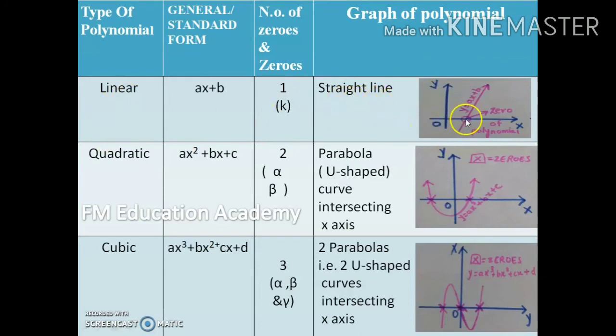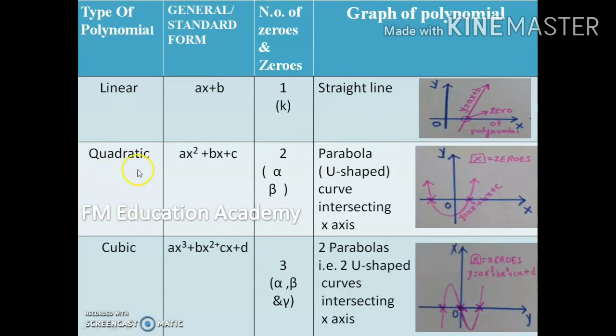How? If this is my x-axis, this is my y-axis, then this equation y is equal to ax plus b is my linear polynomial. It will meet the x-axis at one point. This I have given as a reference, as an example. So here the zero of the polynomial is at this point because the graph is intersecting the x-axis. So always remember a linear polynomial will have a straight line.